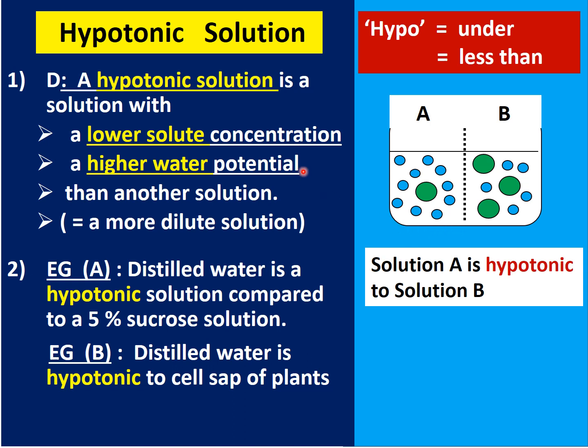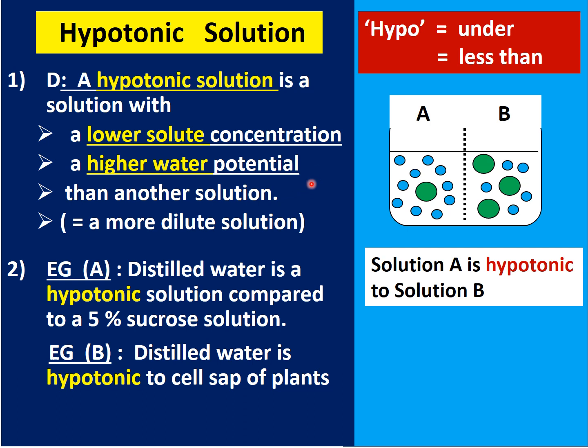However, a hypotonic solution having a lower solute concentration means that it has higher water potential. So the water potential and the solute concentration are the opposite of each other. If you have a solution with lower solute concentration, you will have higher water potential. For example, you can see here 10 water molecules, and this side there are 5 water molecules. Okay?